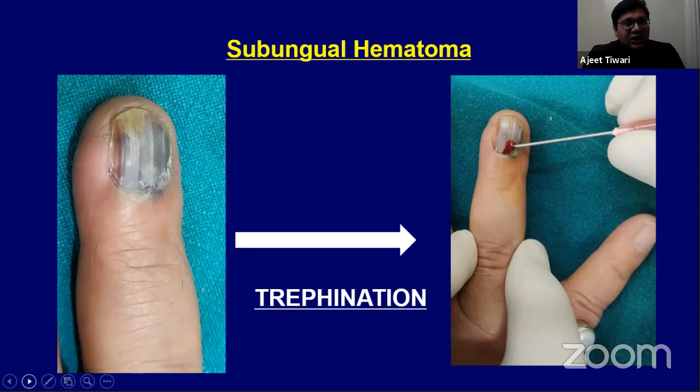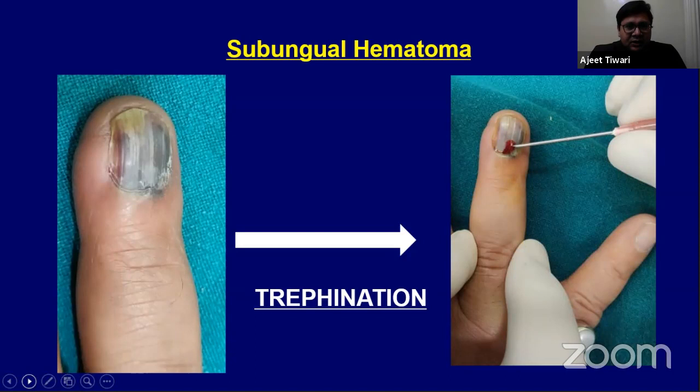Trepanation is a procedure which should be done under digital block and full sterile precautions. You can use an 18-gauge needle, or you can use electrocautery, to make a small hole in the nail plate. Once the blood is evacuated from under the nail plate, the patient becomes absolutely pain-free.